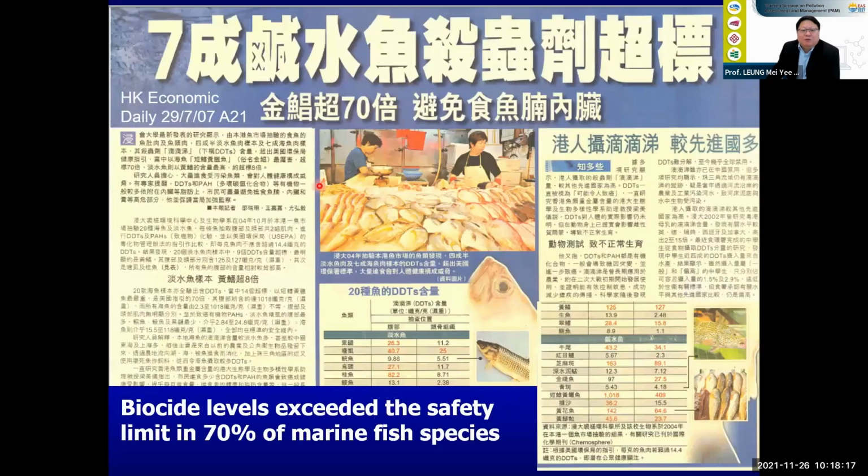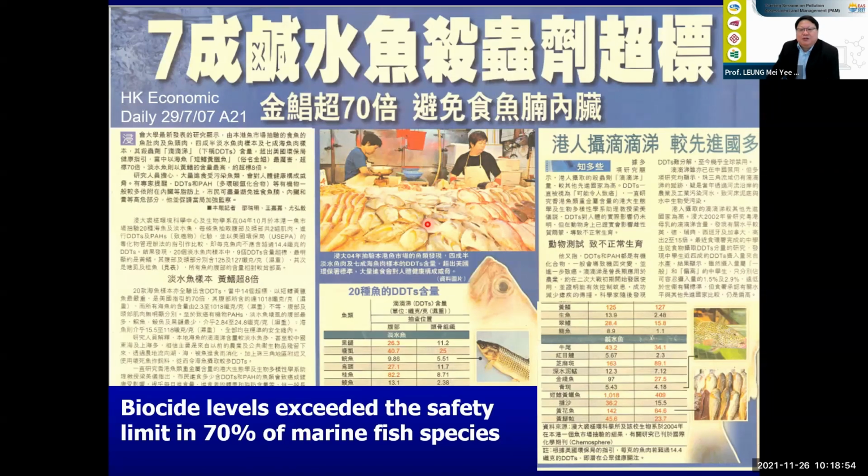So I give you one example. This was a newspaper in Hong Kong reporting that DDT levels in 70% of marine fish exceed the safety limit. And you know what? After this newspaper came out, in the following days and weeks, no one bought fish to eat. So the fishermen and the fishmongers suffered a lot. But in actual fact, you still have other fish to eat. You have freshwater fish to eat. You still have 30% of fish without DDT.